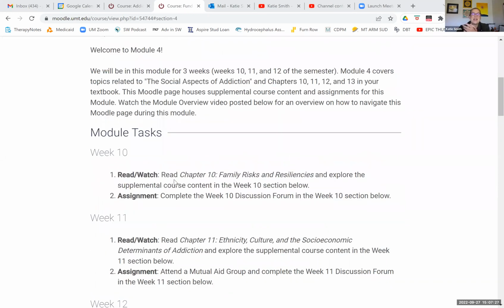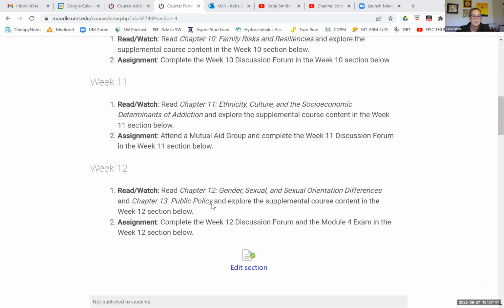We are in chapter 10 of our textbook this week, looking at family risks and resiliencies. And I have some supplemental course content here as well. And we will be doing a discussion forum this week. So let's check it out.